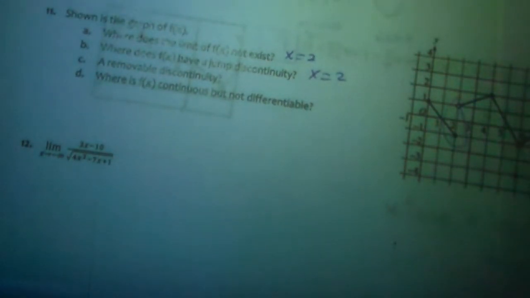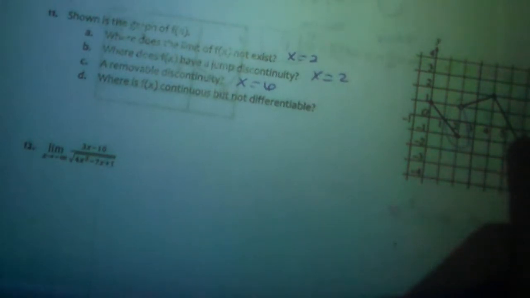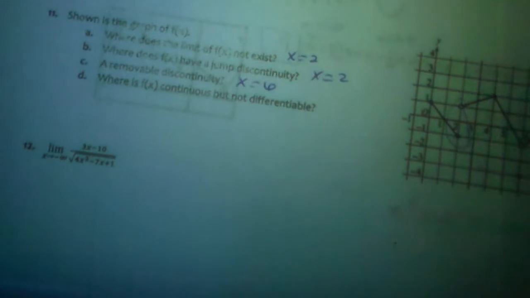That's what's happening here. Removable discontinuity is when you could put a Skittle to fix it. So that's at 6. So at 6, the limit exists. It's not continuous because the limit is not the same as the function value, but it's removable because if I just covered up that tiny little point, then it would be continuous.